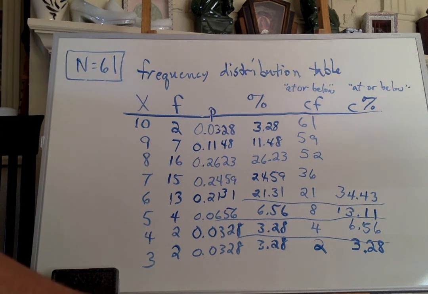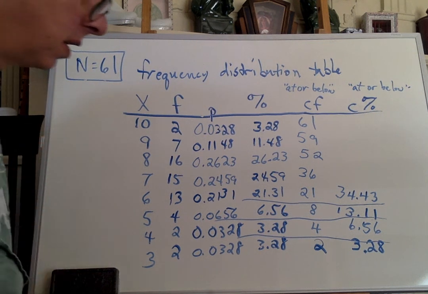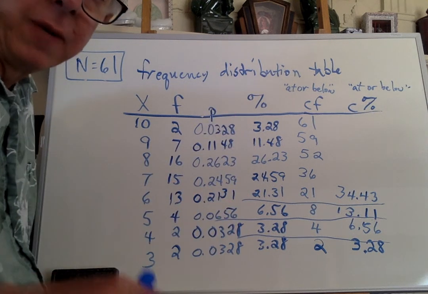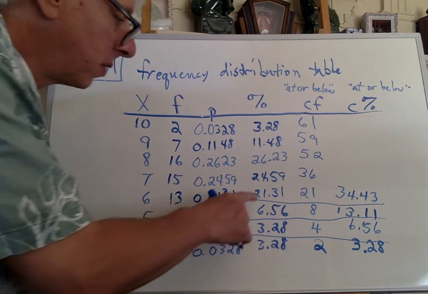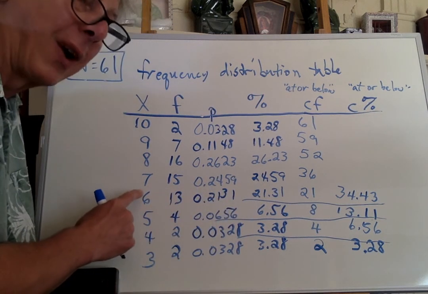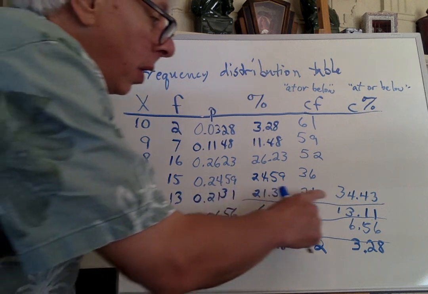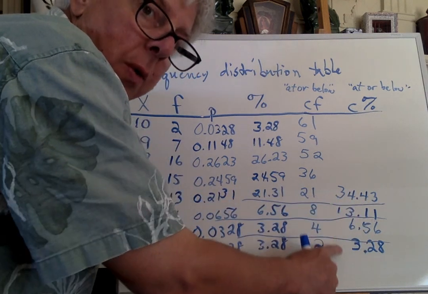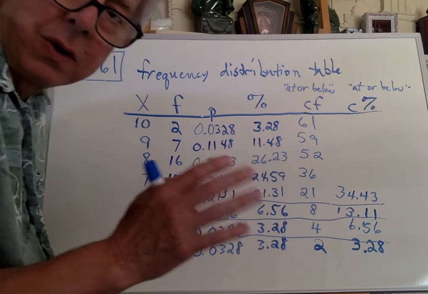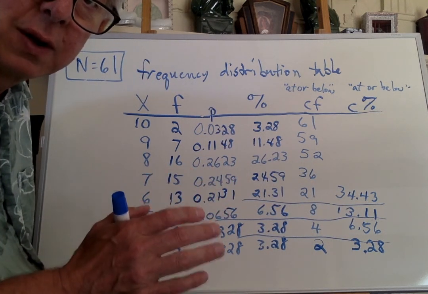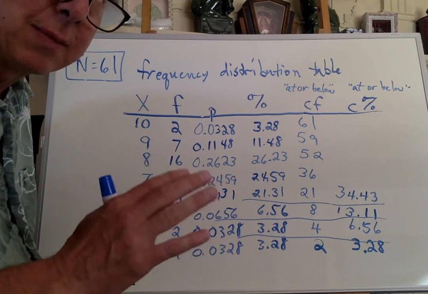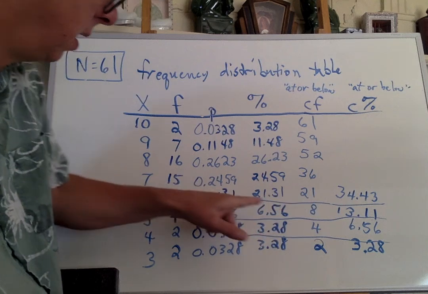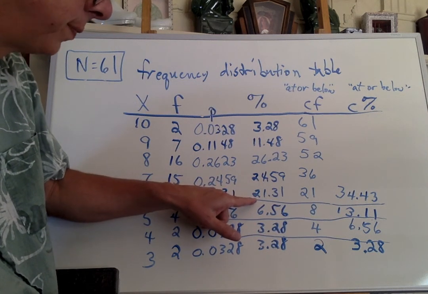What percentage of the people reported a score of 6? Well, 21.31% told me that they had a happiness of 6. 21.31 told me that they were at 6. 34.43 were either at 6 or below 6. Okay, that's what the cumulative will do for us. I'm going to get to why that is important, but for right now, I just want you to know the difference between this percentage and this percentage.